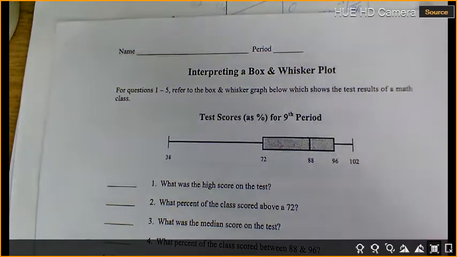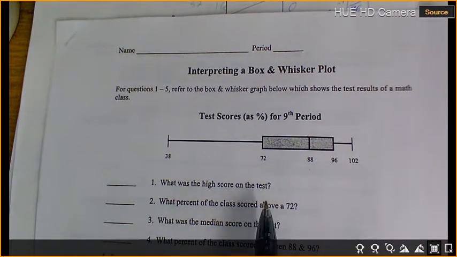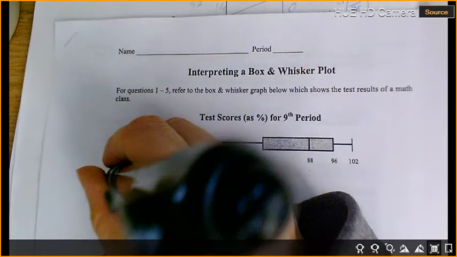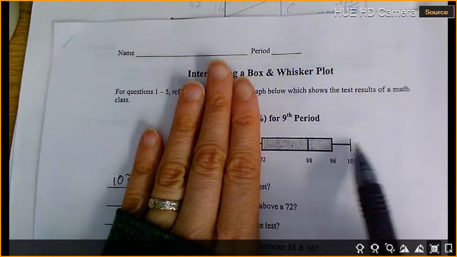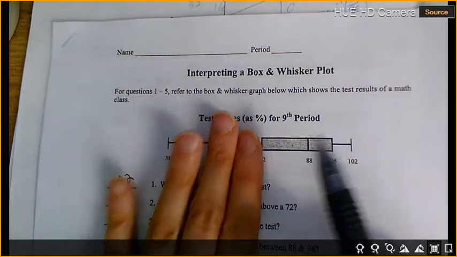Okay. So we're going to answer what's the highest score on the test. So what was the highest score on the test when you look at this? 102. Okay. What percentage of the class scored above a 72? So what percent is all of this? So here's 72. What percent of the class is above 72?